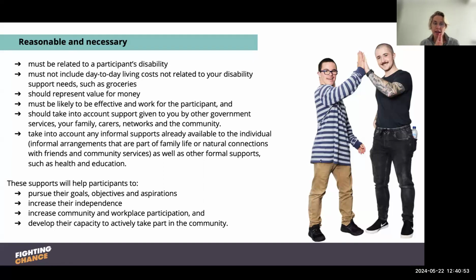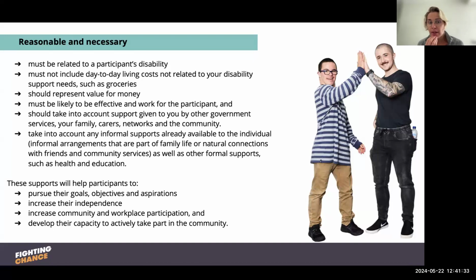But that's not necessarily useful for all people with disabilities. That's not how all disabilities work. But the NDIS rules explain value for money quite well. It must be likely to be effective and work for the participant. So it needs to be evidence-based. And that's where assessment, justifications and supporting documents from therapists come in, backing up what they are recommending through the report, can help.